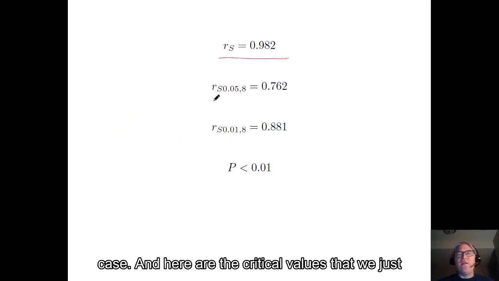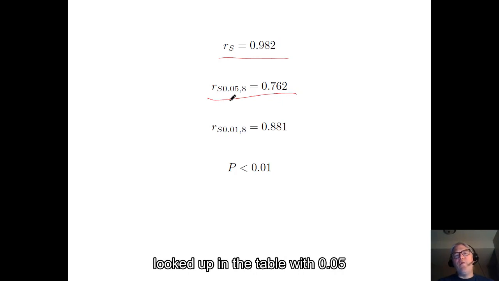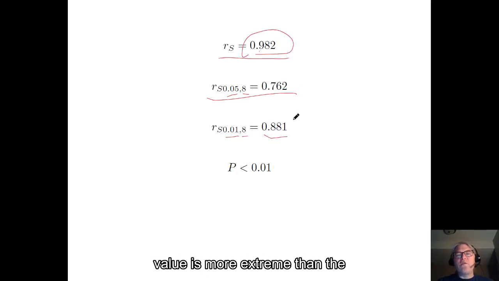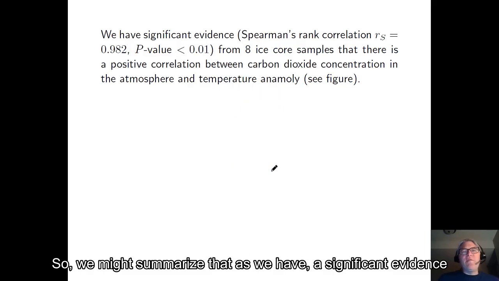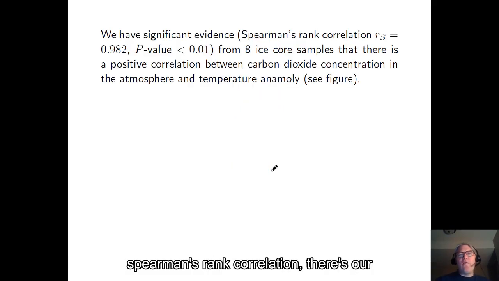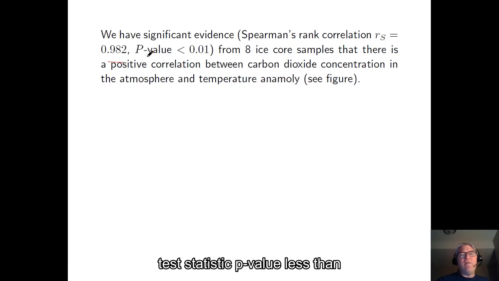And here are the critical values that we just looked up in the table at the 0.05 level with 8 data points and the 0.01 level with 8 data points. These are the critical values. Since our value is more extreme than the 0.01 level, we can say that the p-value is less than 0.01. So we might summarize that as we have significant evidence, Spearman rank correlation, there's our test statistic, p-value less than 0.01 from 8 I-score samples.